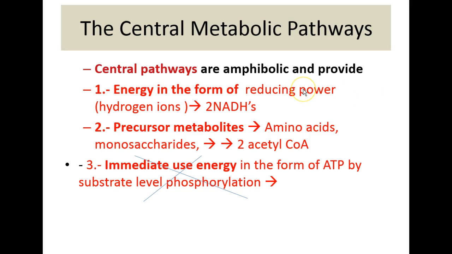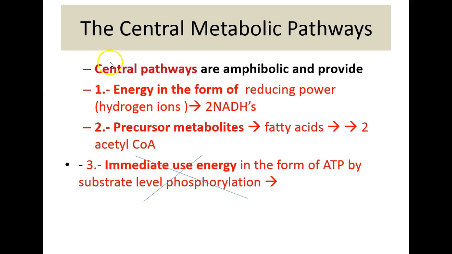The transition step is not considered a central metabolic pathway. Nonetheless, it does accomplish some of the goals of the central metabolic pathways. There is energy in the form of reducing power. There are two oxidation steps that produce two NADH molecules per glucose molecule. Precursor metabolites are also produced. Acetyl coenzyme A can be used to produce fatty acids for triglycerides. However, there is no immediate energy produced during the transition step.